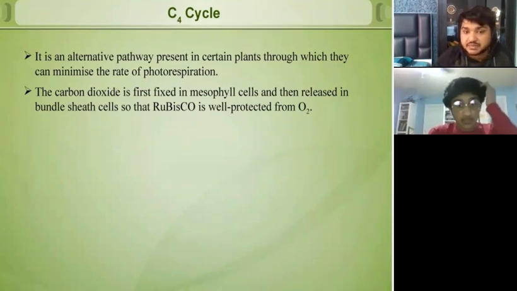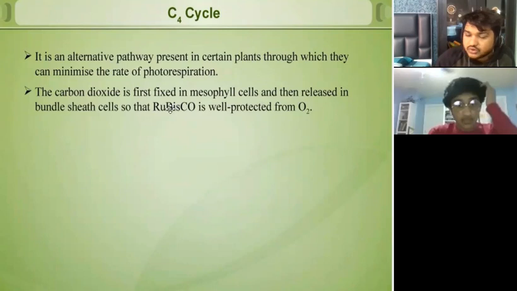So we have to reduce the photorespiration. C4 is reducing the photorespiration, so is it good or bad? C4 is good because it is reducing a bad process. Yes, it is reducing the photorespiration. Very good. So carbon dioxide is first fixed in the mesophyll cell, and then it is released into the bundle sheath cell. It means in the C4 plant, not only mesophyll cells are there, but also the bundle sheath cell. So Rubisco is also very well protected from O2.